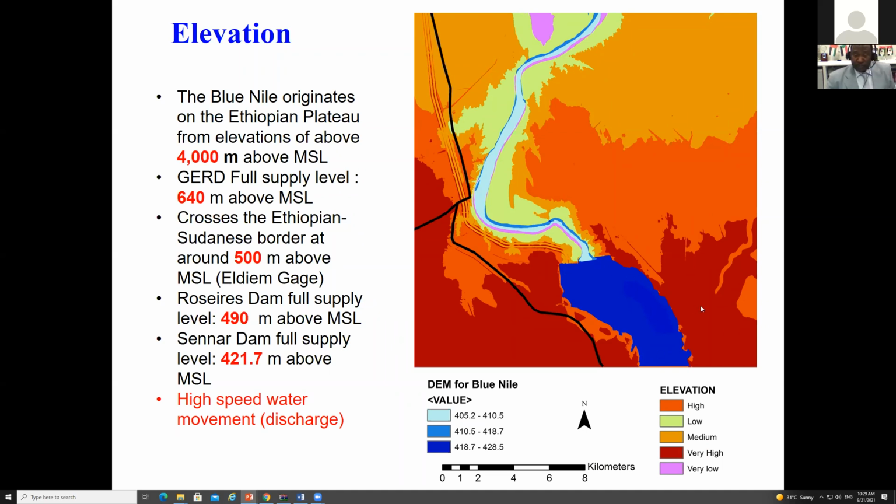We classified the elevation based on a high resolution digital elevation model. We got it from the municipality of Sennar for this study.